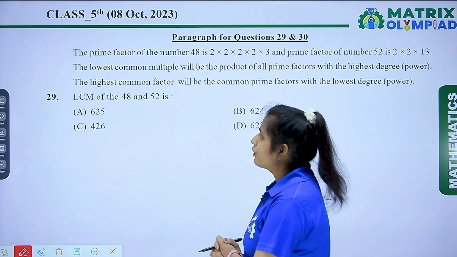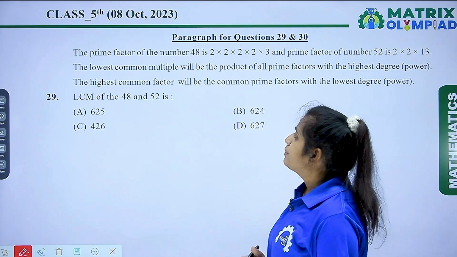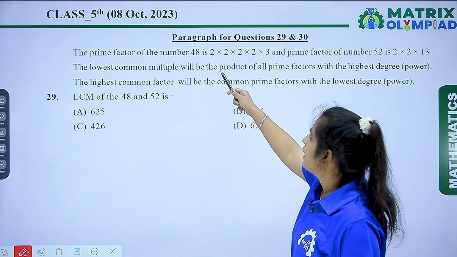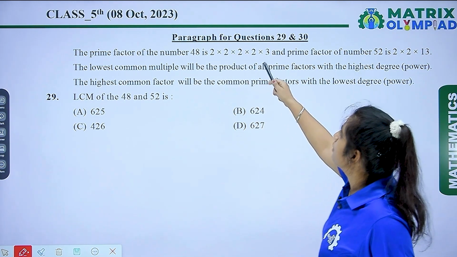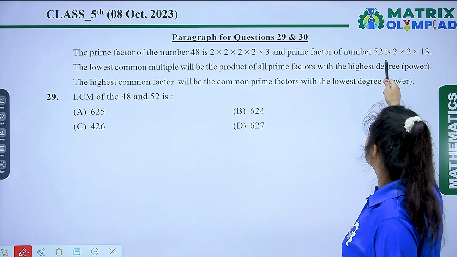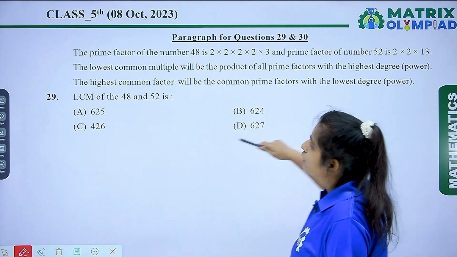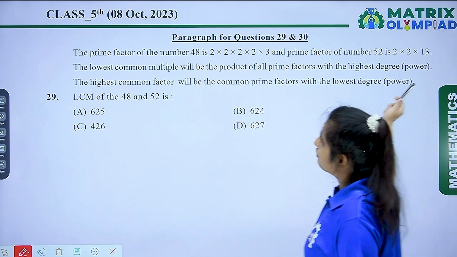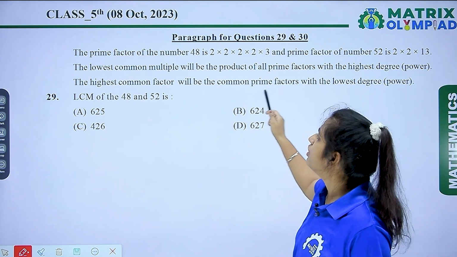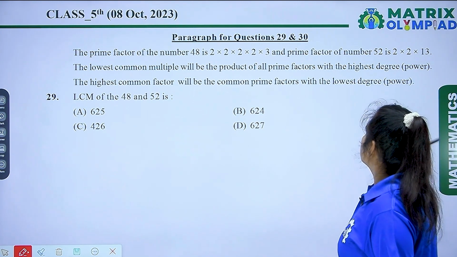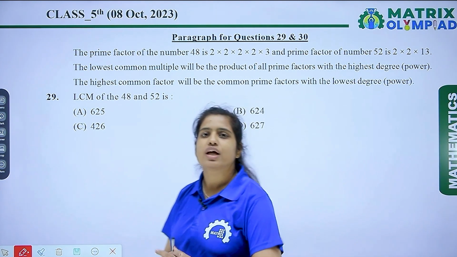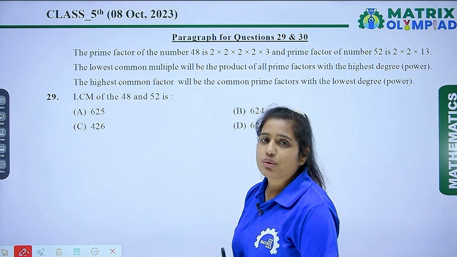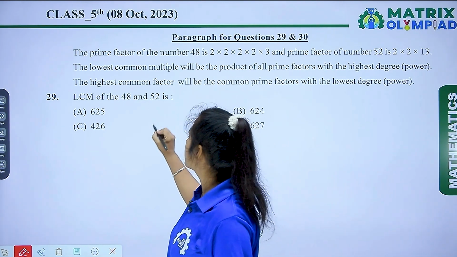So here in this question, what we have to do? It is also based on the paragraph, and the paragraph is: the prime factor of the number 48 is 2 multiplied by 2 multiplied by 2 multiplied by 2 multiplied by 3, and the prime factor of 52 is 2 multiplied by 2 multiplied by 13. So the lowest common multiple will be the product of all prime factors with the highest degree power, and the highest common factor will be the common prime factor with the lowest degree power. So here we have to find out the LCM of these two numbers, 48 and 52. So let's begin with the calculation part.